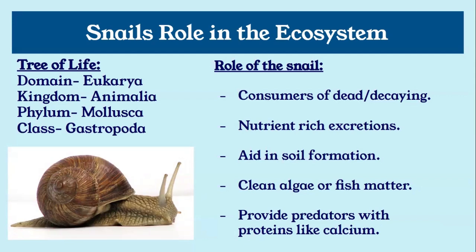So the role of a snail in our ecosystem is that they're consumers of dead or decaying organisms such as plants, wood, and even other small worm-like creatures. And then they also are very nutrient rich in their excretion, such as their waste, which is vital to the formation of our soil, and they act similarly to fertilizers. They also, in the more underwater areas, clean algae or fish matter, which is why you can typically find them in fish tanks, because it allows them to keep the water clean. They also provide predators with high protein amounts and primarily calcium.